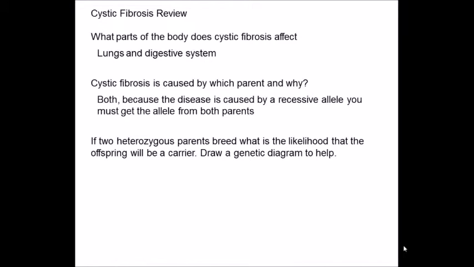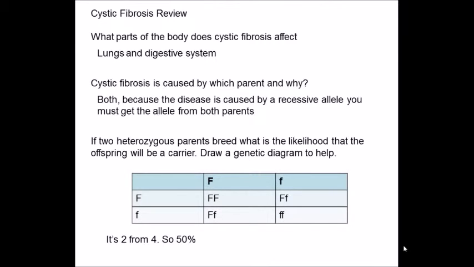And then finally, if two heterozygous parents breed, what is the likelihood that the offspring will be a carrier? Draw a genetic diagram to help. So two heterozygous parents, that means that they're carriers for the disease, so that would be big F, small f. And so if you look here, this would be the father, so contained within one of the sperm is big F, and another one would be small f, and the same with the mother's eggs, one with big F and one with small f. And therefore, if we look here, this individual would be homozygous, this individual would be homozygous as well. These two individuals here would be heterozygous characters, so it would be 2 from 4, so it's 50%.